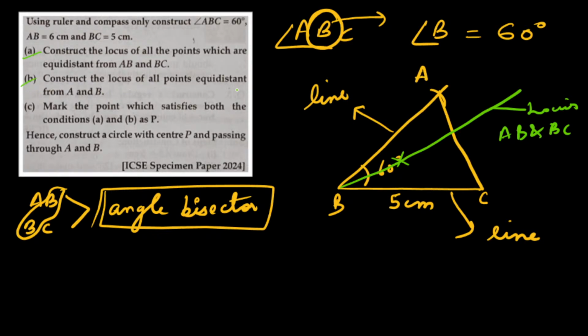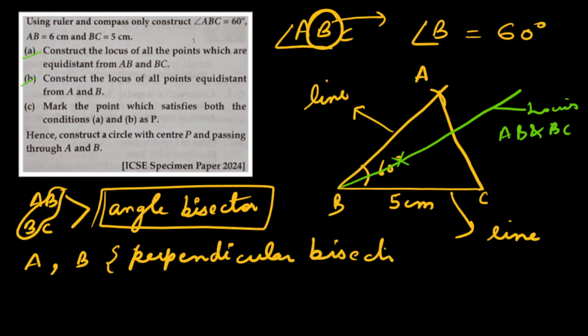Now part A is like this. Part B: construct the locus of the point which is equidistant from A and B. A and B are two points, point A and point B. We always draw the perpendicular bisector. Perpendicular bisector of this line, which we will get after joining these two points. So here you will get some line like this. So here they will intersect also. So the second point you will get like this.